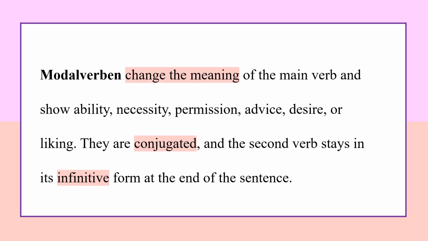And now let's talk about what Modalverben are. With a Modalverb in a sentence, an extra verb is always used. Modalverben help to change the meaning of the second verb, and they show ability, necessity, permission, advice, desire, or liking. Modalverben are conjugated, whilst the second verb is moved to the very back of the sentence and is not conjugated, which means that it stays in its normal infinitive form.